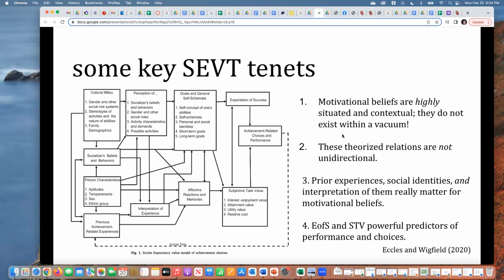And then finally, another important bottom line that I want you to take away from this model, which is not only central to the theoretical model but has also been established through a lot of empirical research, is that these two motivation constructs, expectancies for success and subjective task value, have been shown to be really powerful predictors of how well students end up performing, and ultimately what they choose to continue pursuing or to not continue pursuing in the future.